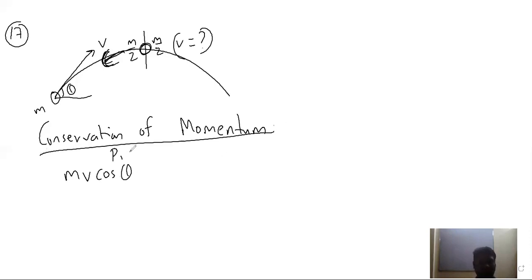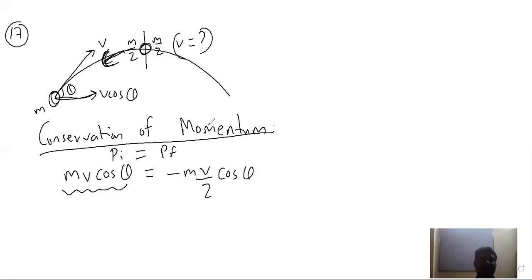Initial momentum along the x direction is mass into v cos theta. That equals the final momentum of the two pieces. So initial momentum m v cos theta equals minus m v by 2 into cos theta. Why? Let me show this diagram once again. See what we have done here: initial momentum equals final momentum.